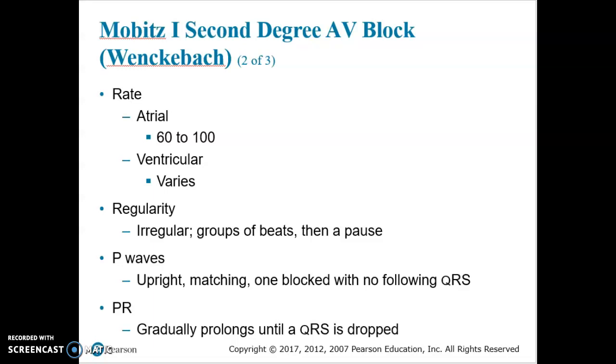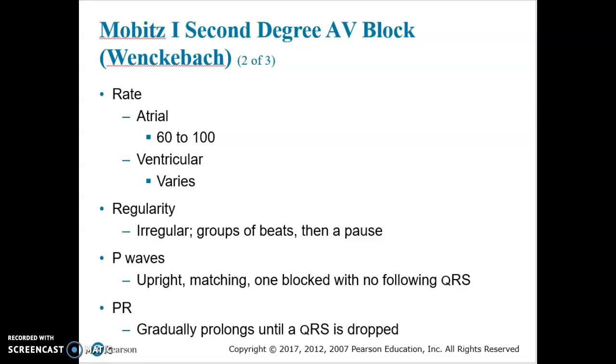With regularity, we have irregular. We have groups of beats, and then we have that pause. That group of beats and then that pause is the hallmark of Wenckebach. Having that pause and that gradually prolonging PR interval, that's how we know we're dealing with Wenckebach. The P waves are upright and matching, and then we have one blocked with no following QRS, okay? All the P waves look the same, they're all there, but then we have that prolonged PR interval. The PP interval here is regular.